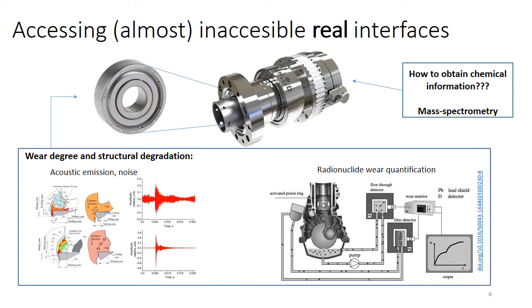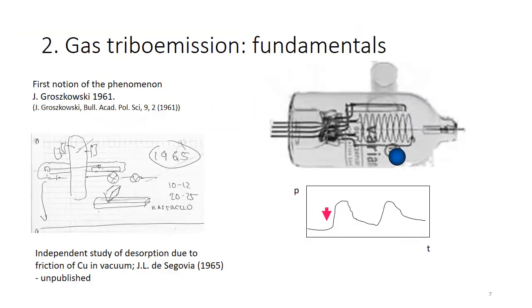So probably one of the most useful solutions for this situation is the use of mass spectrometry. Really, this is not a new approach, since mass spectrometry has been used for characterization of gas emission from sliding interfaces for more than 4 decades. However, many of these techniques are not fine-tuned to exploit all the potential which this technique has.